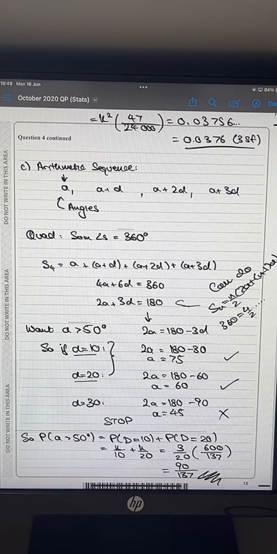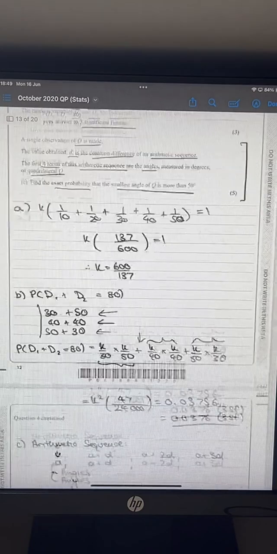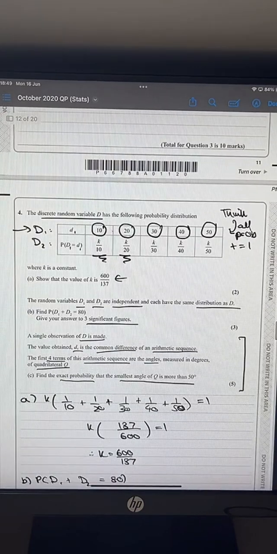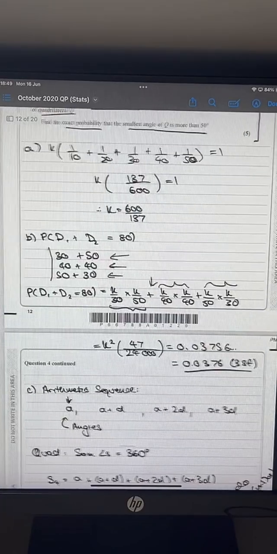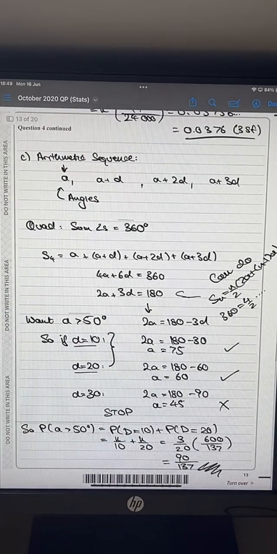So I'm going to see, okay, the way I can get a is 2a equals 180 minus 3d. I know different values for d. D can only take 5 different values shown in this distribution above, 10, 20, 30, 40, 50. So I'm going to just start subbing in and see what I get for a. So if d is 10, I get a is 75. That's greater than 50, so cool, that works. If I sub in d is 20, I get a is 60. Okay, cool, that still works because 60 is greater than 50.